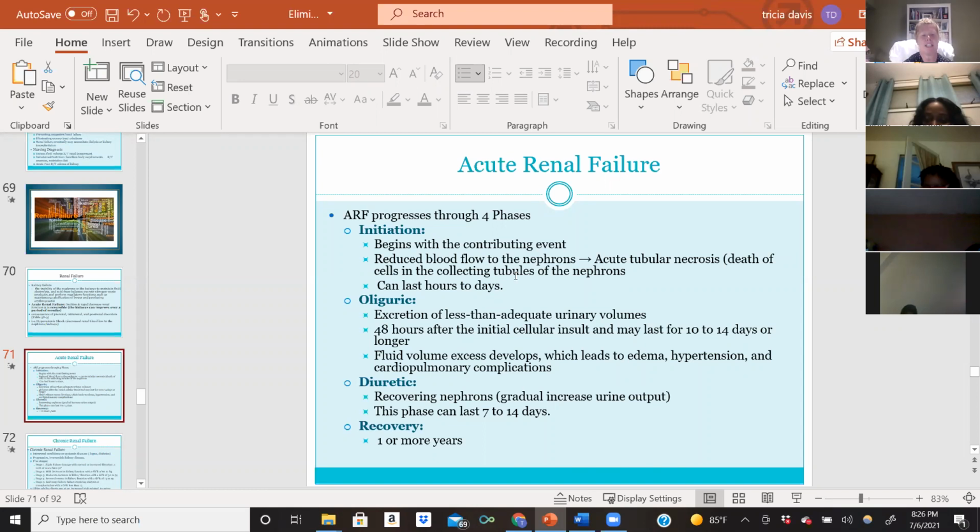Then we move into that diuretic phase. This is the recovering nephrons. So this is gradual increased urine output. So little by little, your patient is going to start putting out more urine. This phase typically lasts 7 to 14 days, and then the recovery. So this is where the kidneys continue to recover. This could take 1 or more years until you're completely recovered.